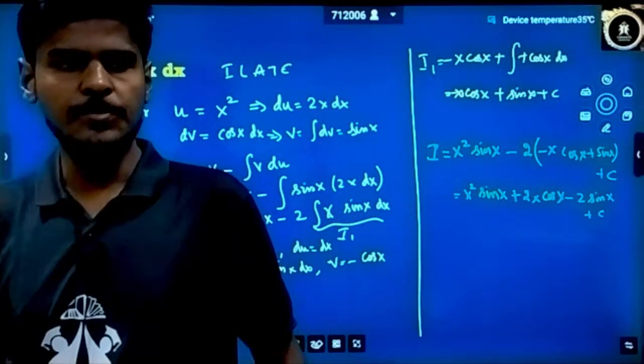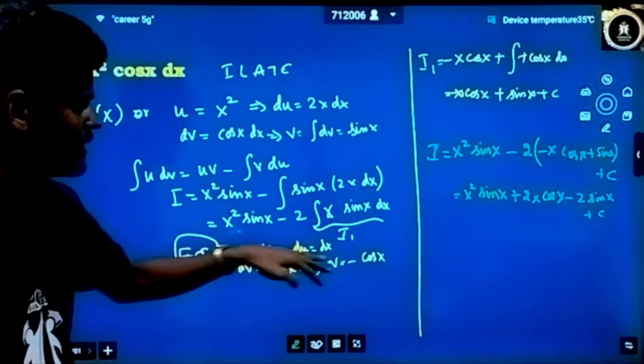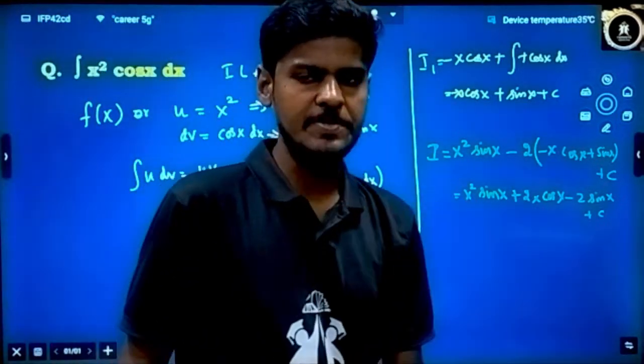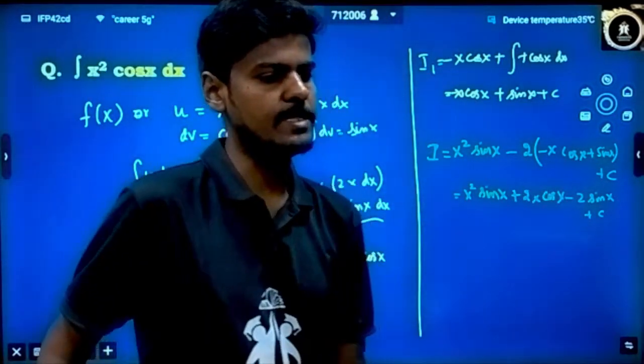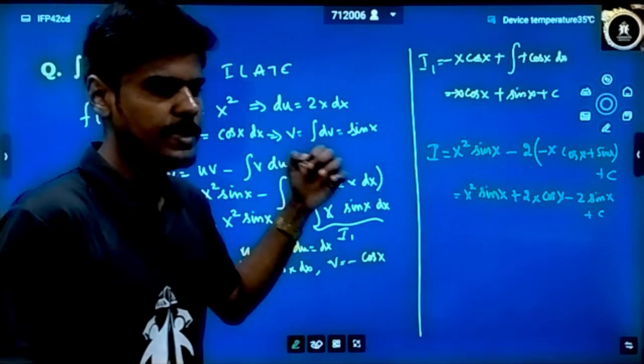So suppose if there is x cube, then we need to use this procedure 3 times, and then finally compile the answer. Clear now? So this is how we will solve this.